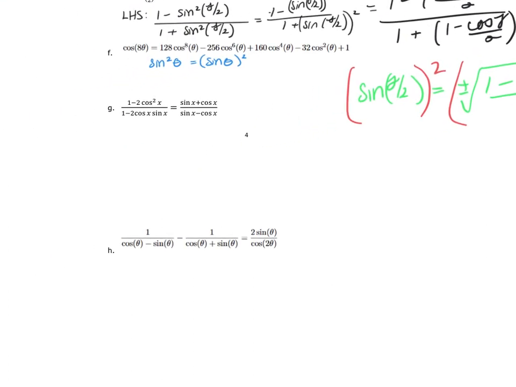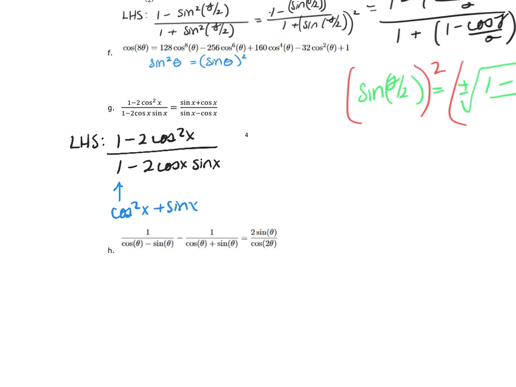Now I'm going to do G. And G is a really good one to do. It doesn't matter which side you choose. Actually, I'll start you out. If you choose the left-hand side, 1 minus 2 cosine 2x over 1 minus 2 cosine x sine x, you replace 1 with the cosine squared x plus the sine squared x in both the numerator and the denominator. So both here and here. So if you choose that side.